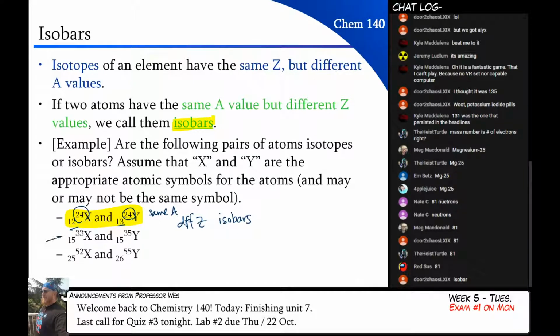For the second example, I have the same Z, but I have different A. So those are isotopes. And in this last example, everything is different. So they're just unique. They're iso nothing. They are different atoms, and they have different weights.